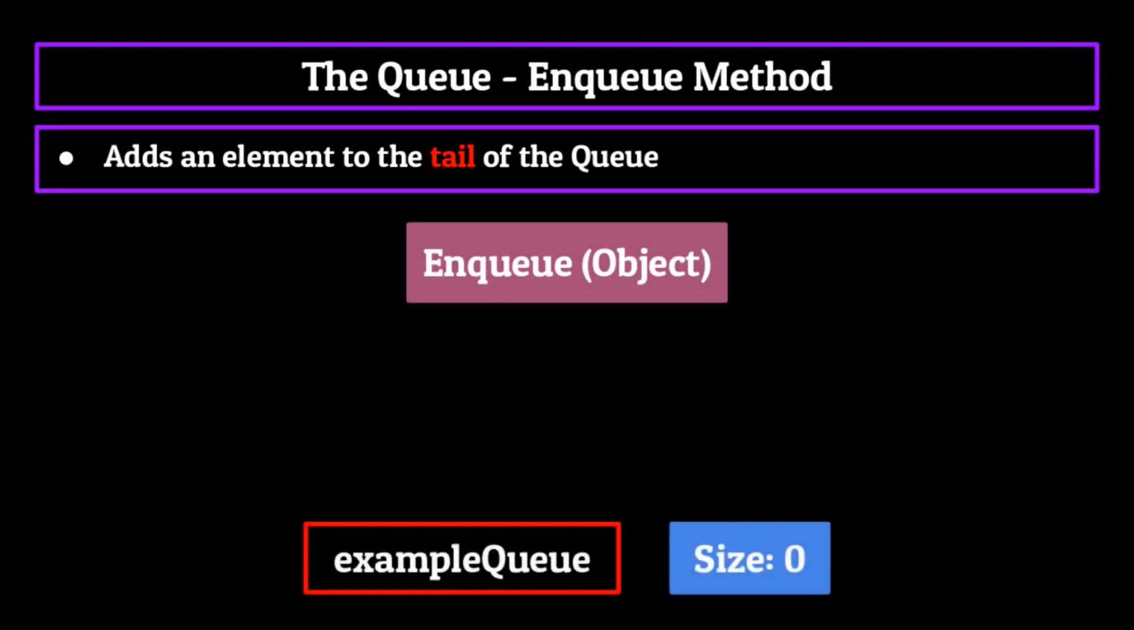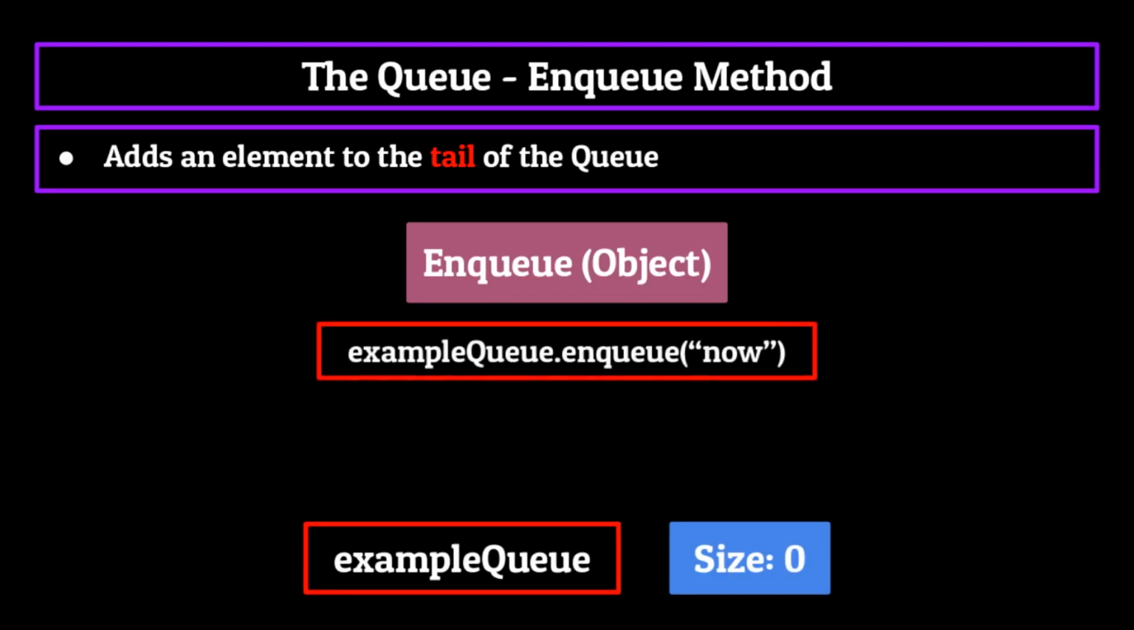Let's pull up an example queue, which you can see currently has a size of 0. But say we call onQueue on a completely random string, let's say the string now, that would be added to the tail of the queue and the size would increase by 1. Now because there's only one element in the queue at this point, the string now is acting as both the head and tail for us.